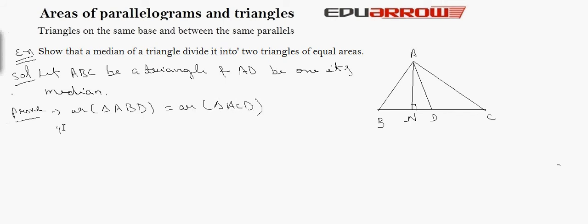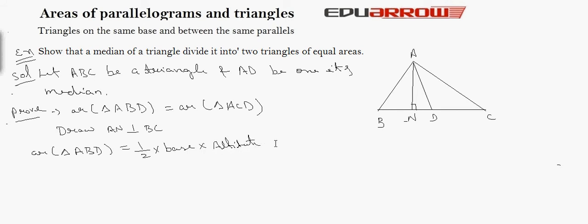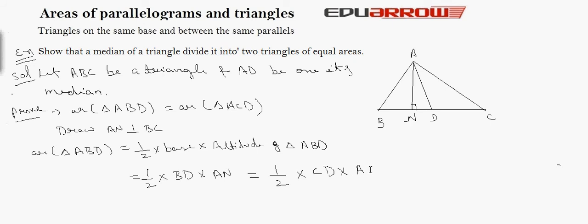Now let's draw AN perpendicular on BC. Now area of triangle ABD is equal to half into base into altitude of triangle ABD. So it is equal to half into BD into AN. So that is equal to half into CD into AN because BD is equal to CD.